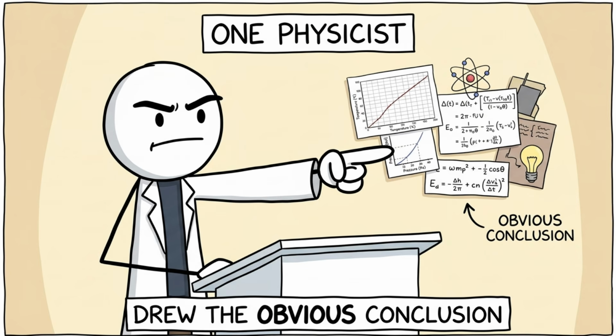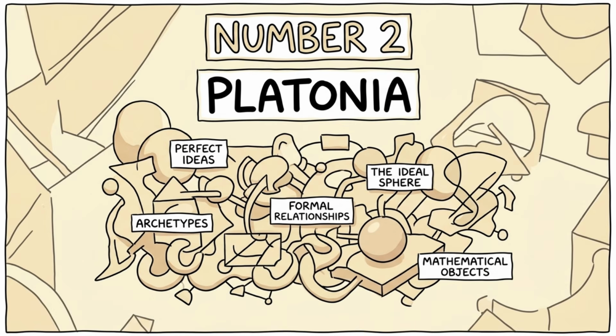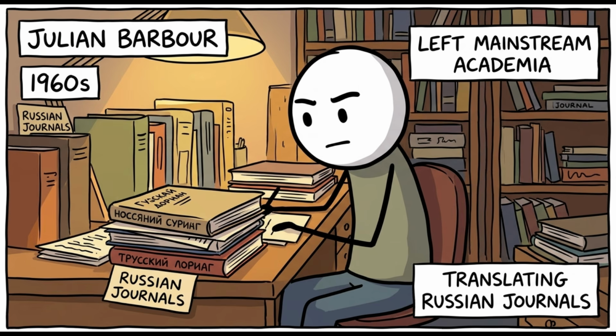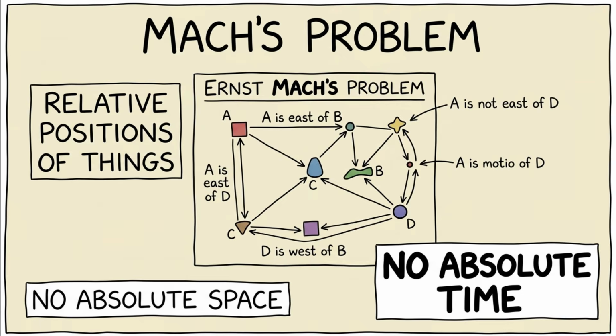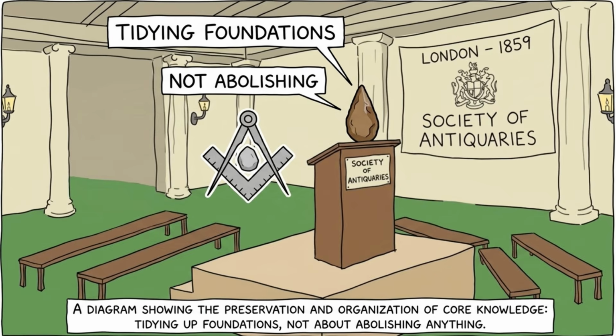One physicist looked at all of this and drew the obvious conclusion. Number 2. Platonia. Julian Barbour left mainstream academia in the 1960s and supported himself for decades translating Russian scientific journals, because the problem he wanted to work on was not fundable. The problem was Ernst Mach's: can you build a physics using only the relative positions of things, with no absolute space and no absolute time in the background at all? It was a question about tidying up foundations, not about abolishing anything.